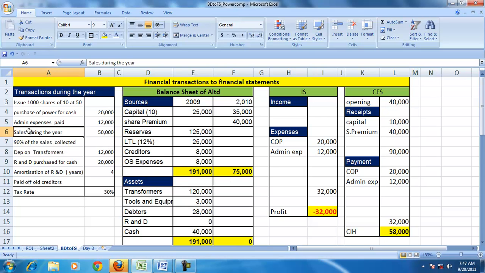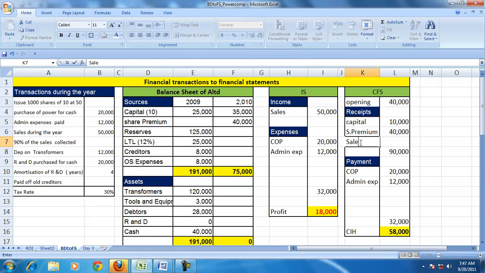Now see the sales during the year, what did they sell? They sell the power that they purchase. So therefore sales is an income of 50,000, and the corresponding cost of the power we already recorded as an expense. But we have not received the entire 50,000.